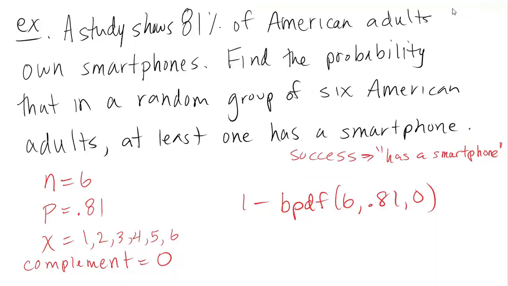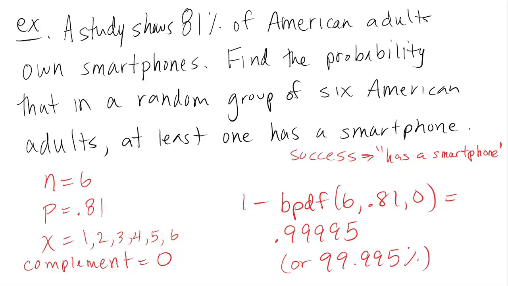I'm going to stop there. I'm not going to do just the 9s, but it's around 0.99995. That's 99.995%. It's almost guaranteed that in a random group of 6 American adults, at least one of them will have a smartphone.